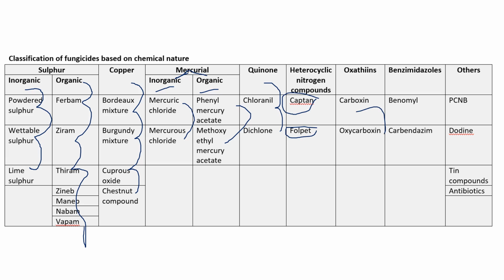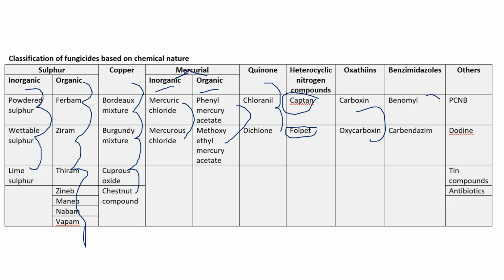Oxathiin, carboxin and oxycarboxin. These two are the world's first discovered systemic fungicides, by Von Schmeling and Marshall Kulka in 1966. This is also important. The oxathiin group of fungicides was first discovered by Von Schmeling and Marshall Kulka in 1966. The first discovered oxathiin fungicides are carboxin and oxycarboxin. The trade name of carboxin is Vitavax, and oxycarboxin is Plantvax.